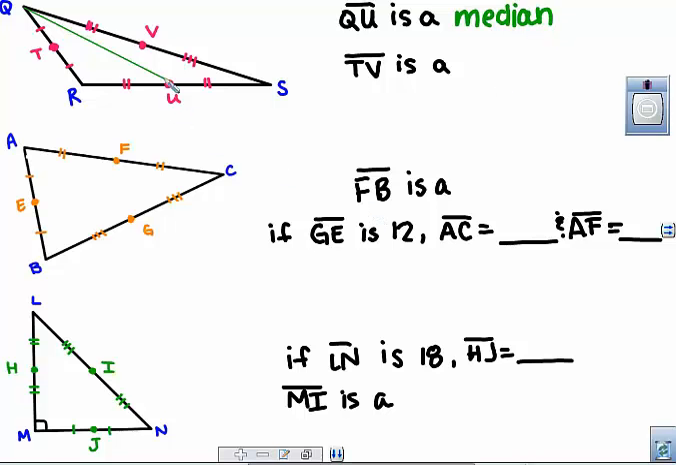It's not an altitude, it doesn't create a 90-degree angle, and it's not a mid-segment because it's not connecting two midpoints. TV, if we connected T to V, those are both midpoints. When you connect two midpoints, that is a mid-segment.